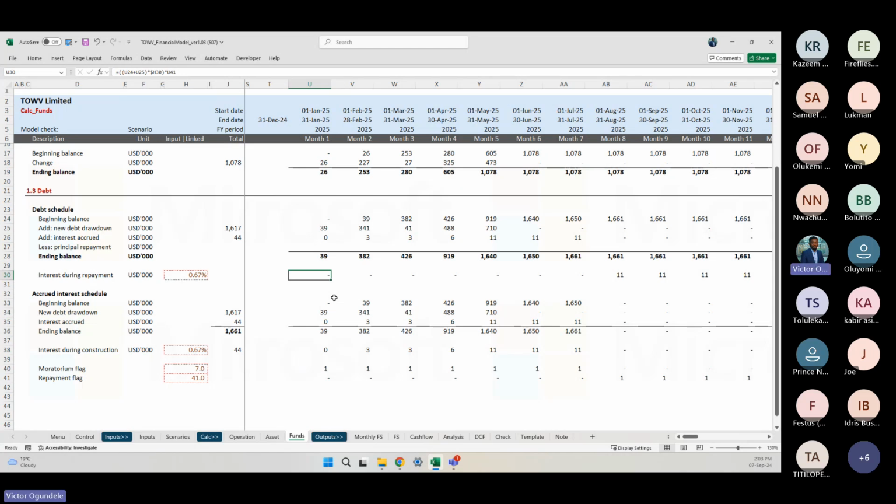All right. So the next thing is to calculate our principal repayment. Can anyone help us with the principal repayments? Which formula can we use? How can we sort that? So our new debt repayment will now be this 1661.